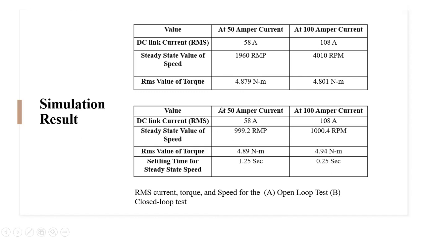Here the settling time of the speed is 1.25 seconds at 50 ampere and 0.25 seconds at 100 ampere. The current is the same, and there is a small error of 0.0 something in speed. The steady state speed for the 50 ampere reference current is 999.2, and for the 100 ampere reference it is 100.4.